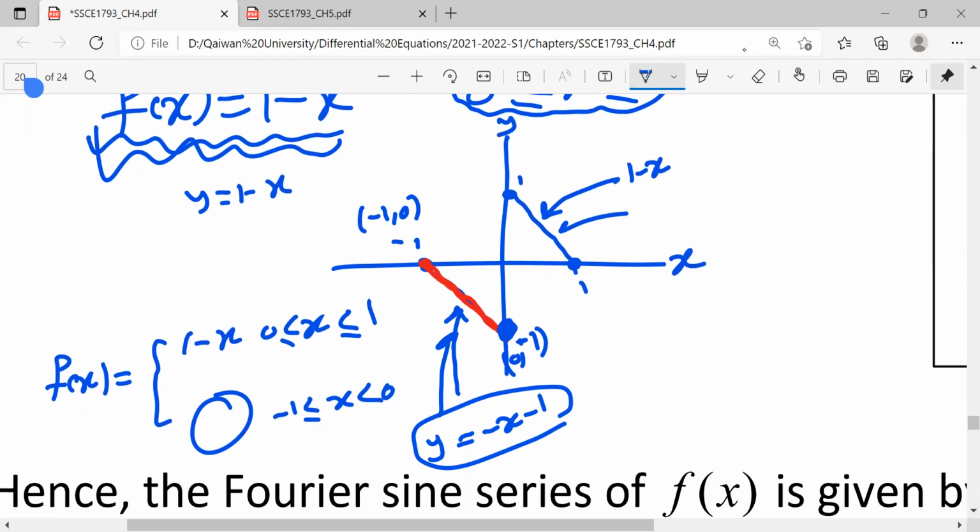Look, if x is 0, y is -1, and if y is 0, x is -1.